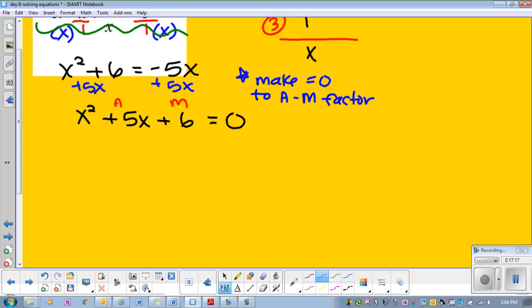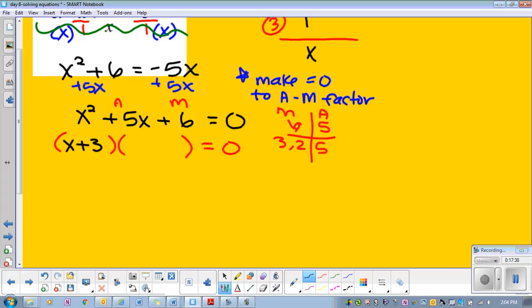All right. Two numbers that multiply to give me a positive 6 and add to give me 5? 3 and 2. Since this is a plain old x squared, I could go straight into my double parentheses. And I can say x plus 3, x plus 2. Good. Mini equations.